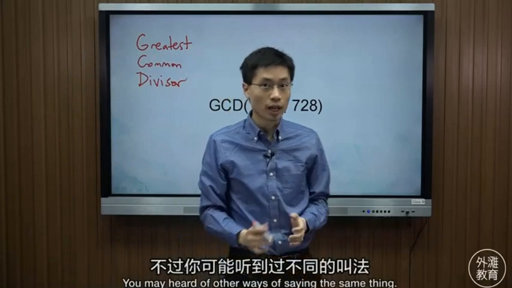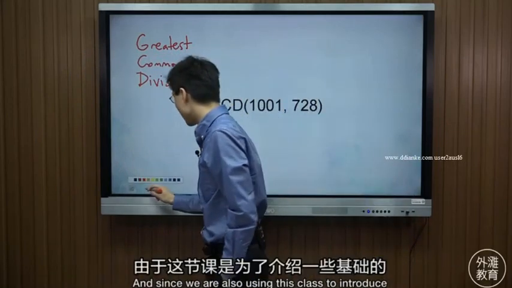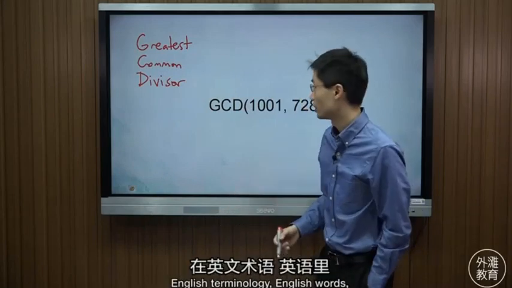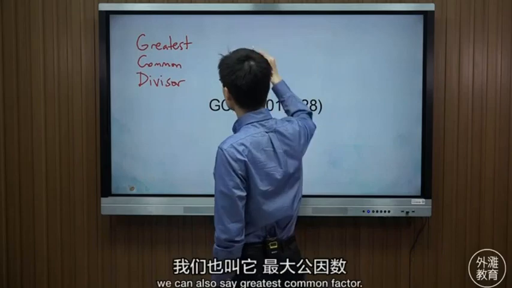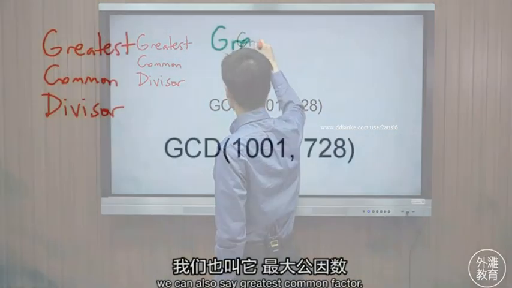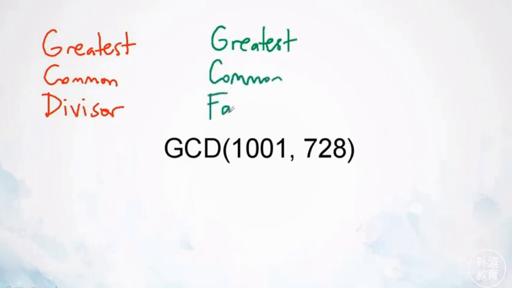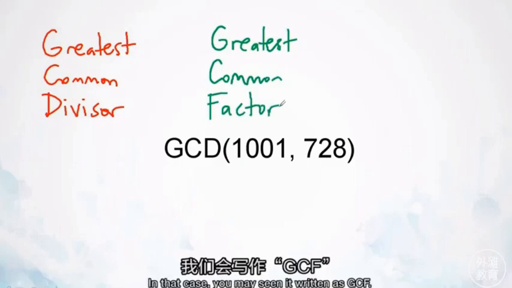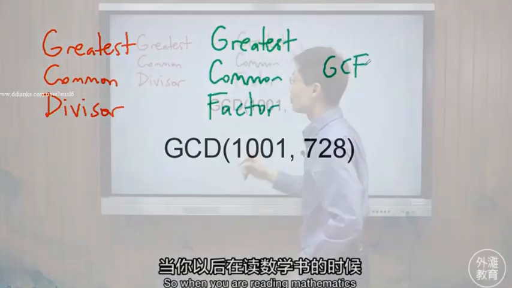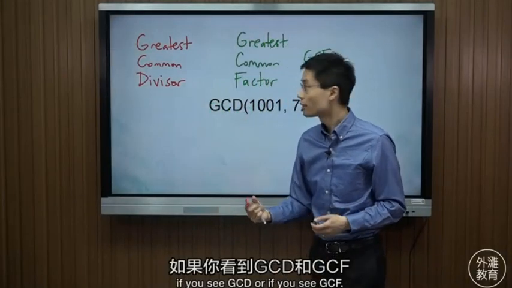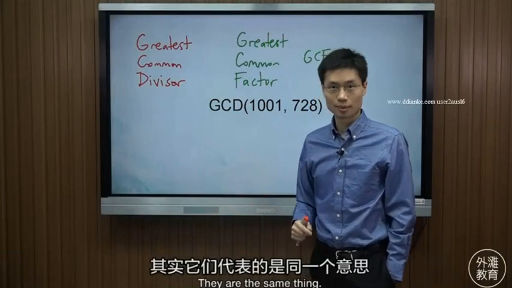You may have heard of other ways of saying the same thing. And since we are also using this class to introduce English terminology, English words, we can also say it is greatest common factor. In that case, you may see it written as GCF. So when you're reading mathematics, if you see GCD or if you see GCF, they are the same thing.